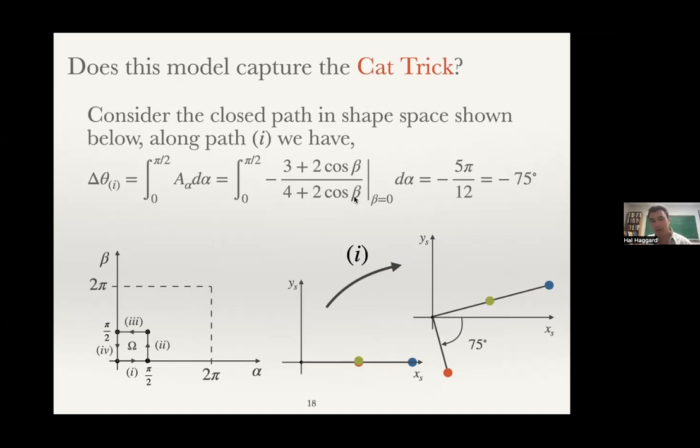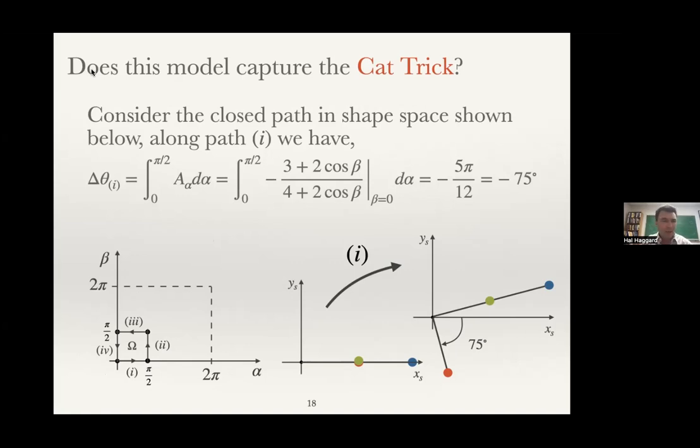Evaluated at beta equals 0, these terms are just 1. The cosines are just 1. So I get 5 over 6. And when I integrate d alpha, I get pi over 2. So 5/6 of pi over 2 is 5 pi over 12. And we've gotten a calculation for the change in orientation. The orientation apparently goes to negative 75 degrees.